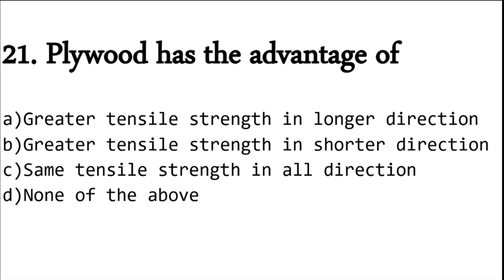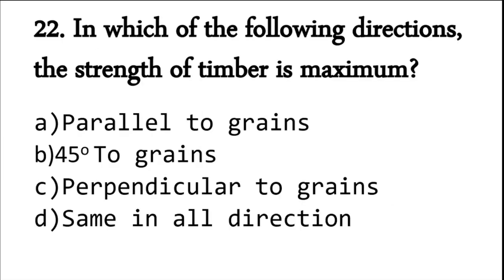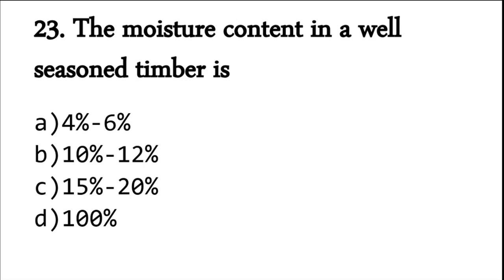Okay, next one is, in which of the following directions is the strength of timber maximum? A is the correct answer, parallel to grains. Okay, next is, the moisture content in a well-seasoned timber is? It should be between 10 to 12%. B is the correct answer.